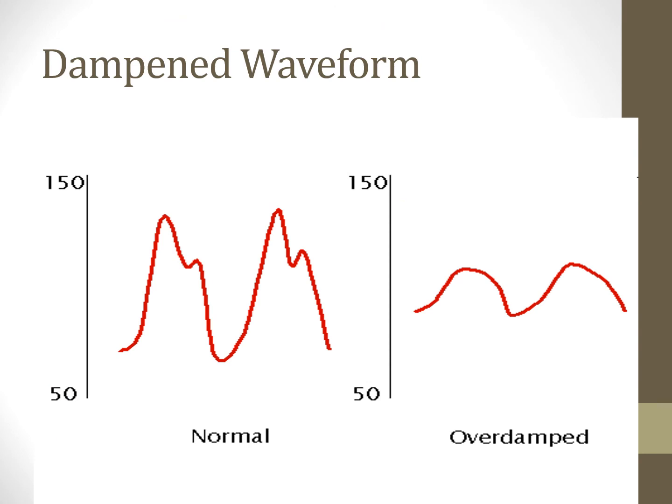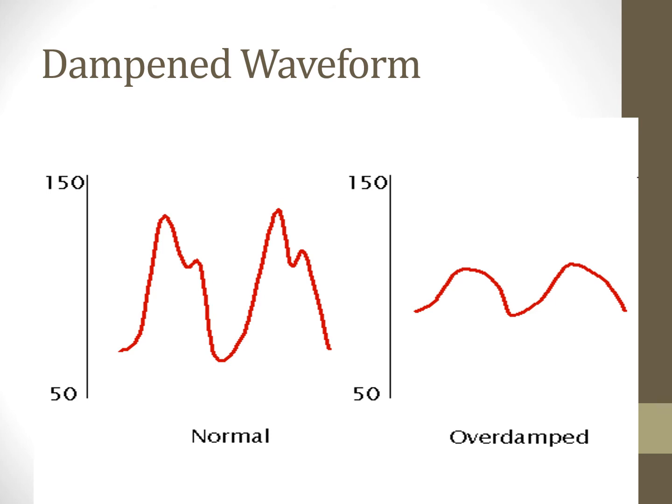So this is what it looks like when it's over dampened. On the left you see normal with the dicrotic notch, looks like a mountain with a sharp cliff there. That's what you should see. Remember, the dicrotic notch represents the closure of the aortic semilunar valve. Over dampened here, remember, it underestimates systolic and overestimates diastolic. You see how it just looks like a little hill instead of a nice mountain waveform? That's over dampened.